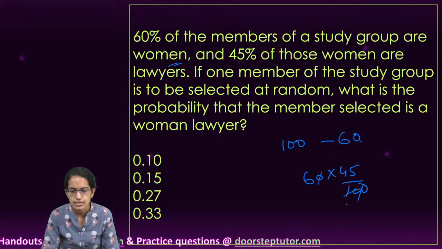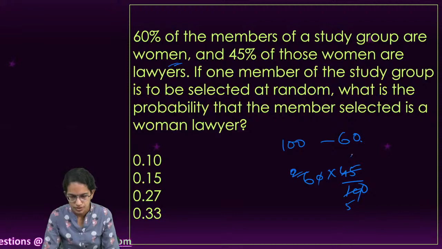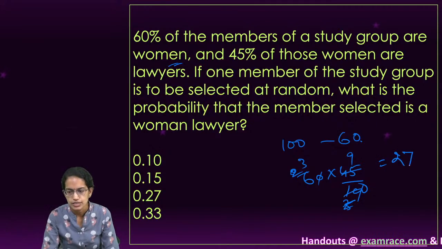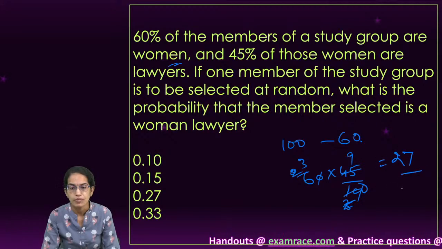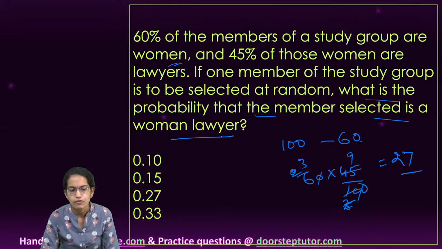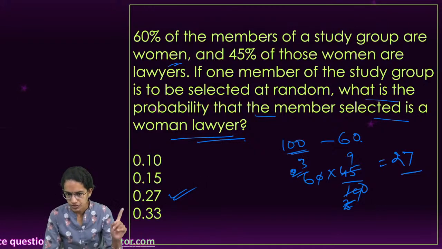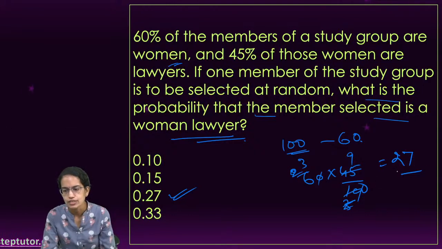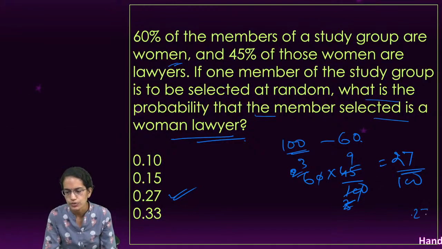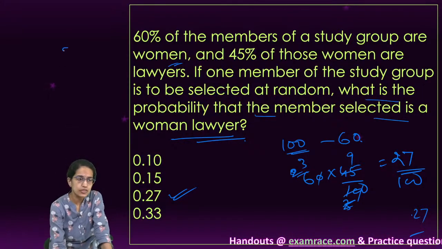So of the 60, I find out how many lawyers there are. So 0, 0 cancel, 5 and 9, and then 2 cancelled, and here it is 3. Okay, so 27. So 27 are female lawyers. Now, what is the probability that the member selected is a female lawyer or woman lawyer? So 0.27. Since I started with 100, if I start with 1, this would be 27 divided by 100. So 0.27 is the right option. So this is a question of successive percentage.